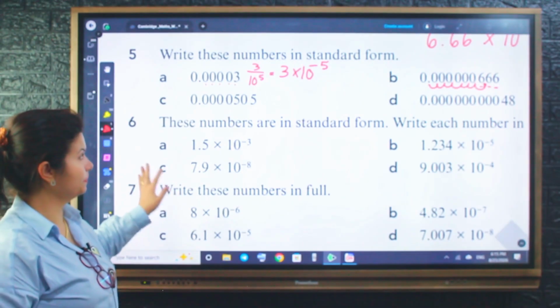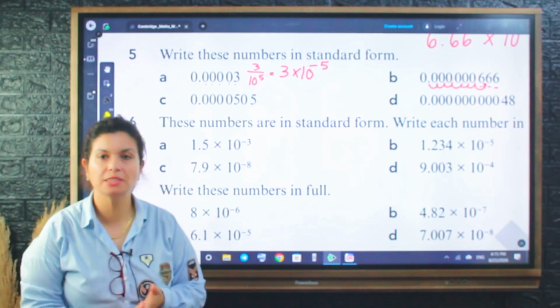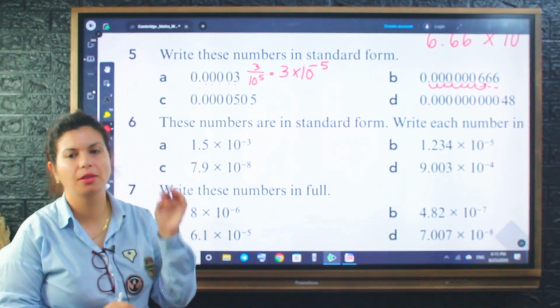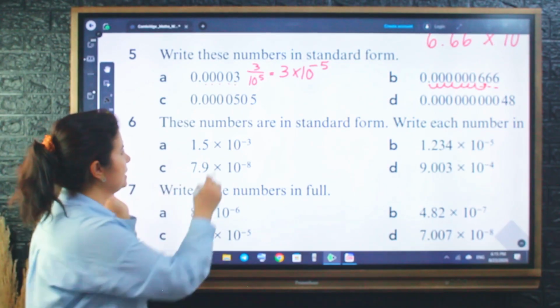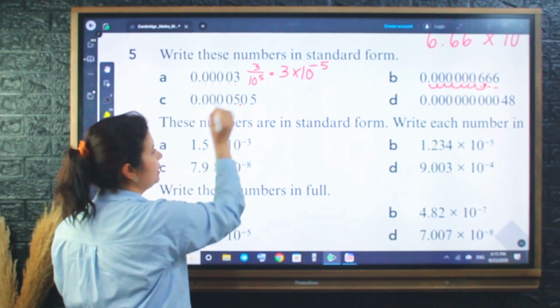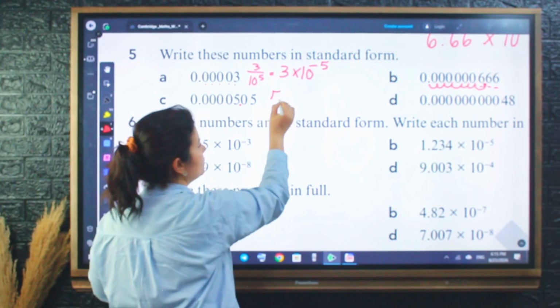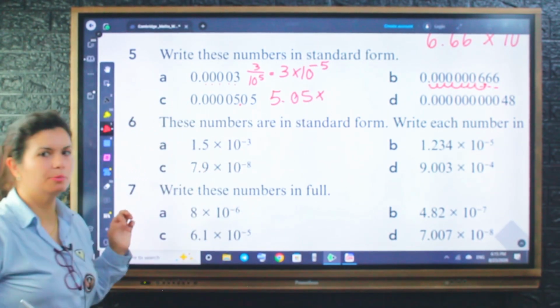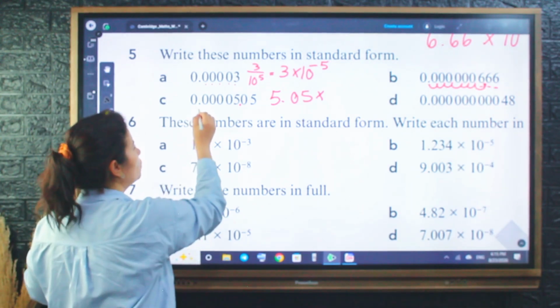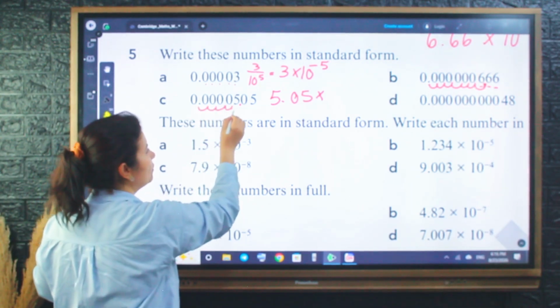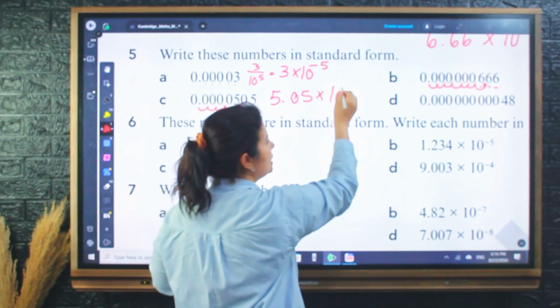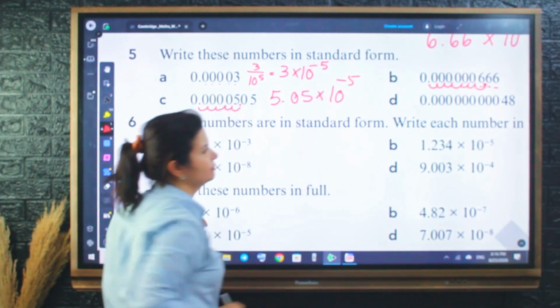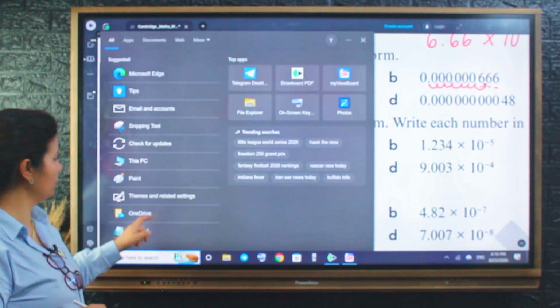Letter C. And firstly, we need to determine the decimal place. Here, the decimal place is going to be here. So the number is 5.05 times. Look at the point. The point is going to jump back 1, 2, 3, 4, 5. So it's 10 raised to negative 5. Easy? Okay, what happened here?